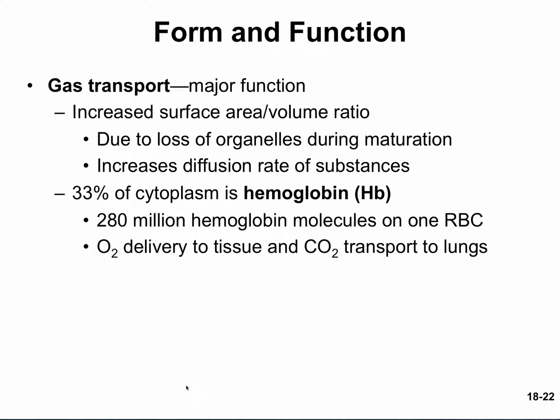Red blood cells are very important in gas transport, because they have an increased surface area to volume ratio, as they've lost all of their organelles while maturing. This increases the diffusion rate of substances, allowing them to transport things better. 33% of the cytoplasm is hemoglobin. There are 280 million hemoglobin molecules on one red blood cell. Oxygen is delivered to tissue, and CO2 is transported to the lungs.